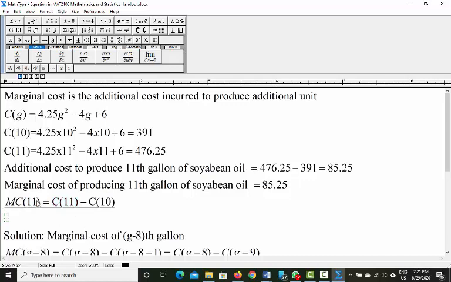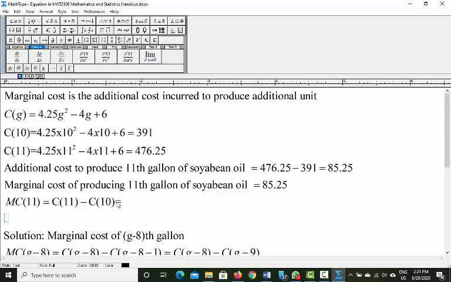We need to first find the total cost of producing 11 gallons of soybean oil, minus the total cost of producing 10 gallons. That means we reduce it by 1. We can also write it as 11 minus 1, that is 10. We can write it directly also.